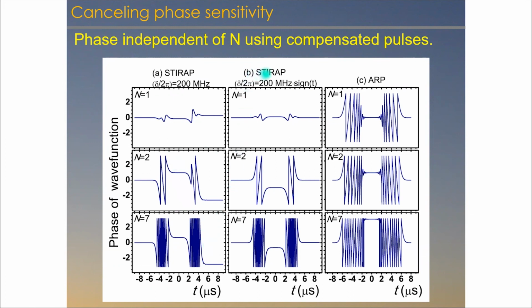So here's some plots with STIRAP and with ARP, where I'm plotting the phase of the wave function for 1, 2, and 7 atoms. You see it's independent of the number of atoms. So you can actually solve these issues.